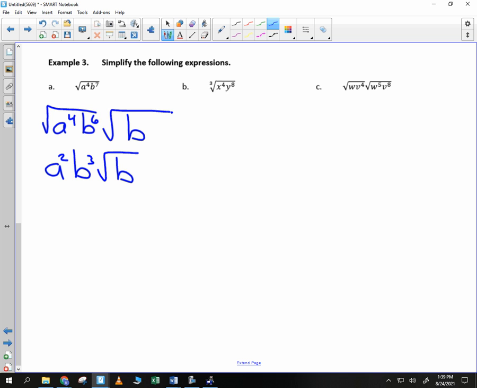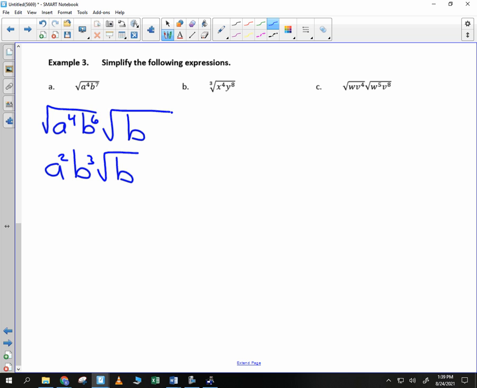I would appreciate if you could really try to pay attention also to the language that we use when we read the expressions. Some people like to say a squared b cubed to the root of b. Nope, that would be b cubed to the root of b. That's what that would look like. We don't want that. Okay, that's a little bit more complicated. All right, the next one.